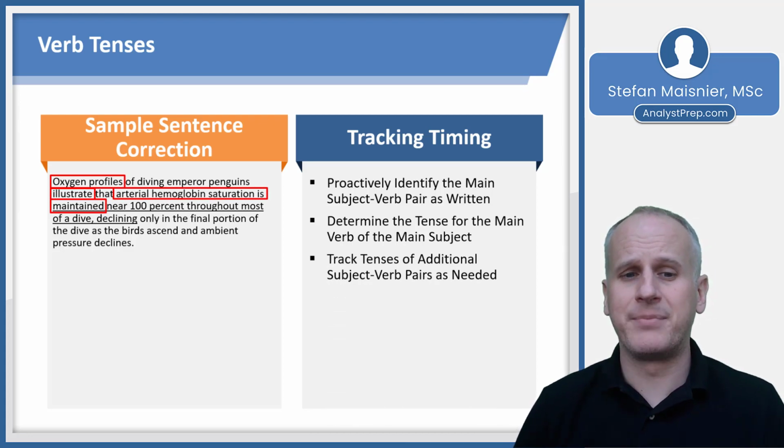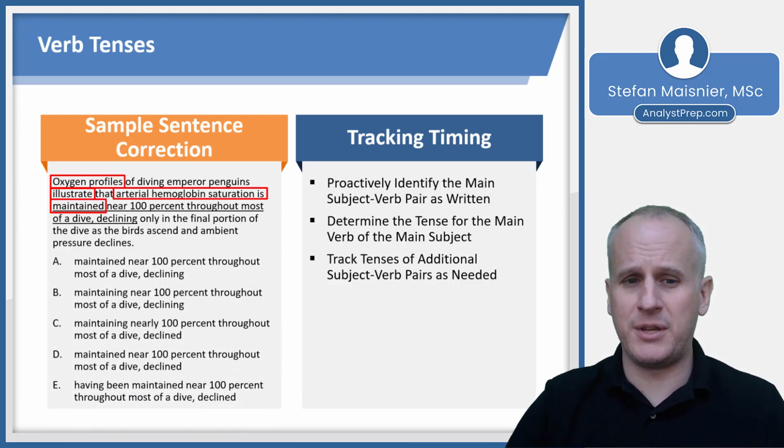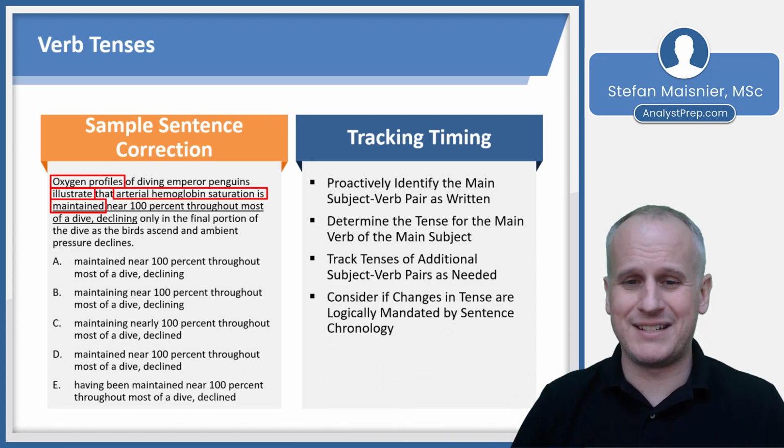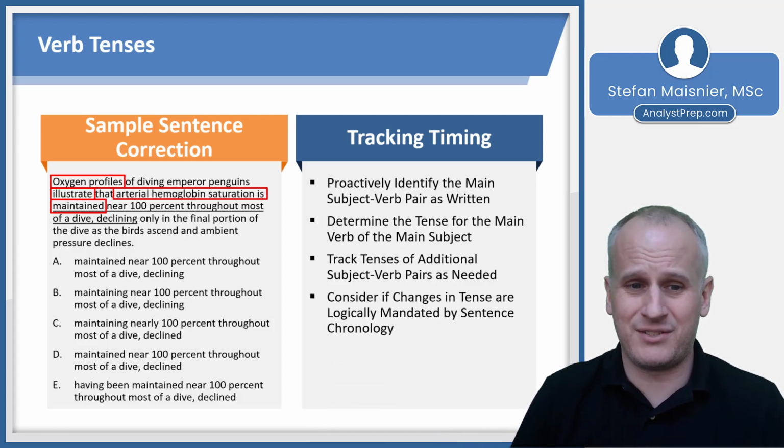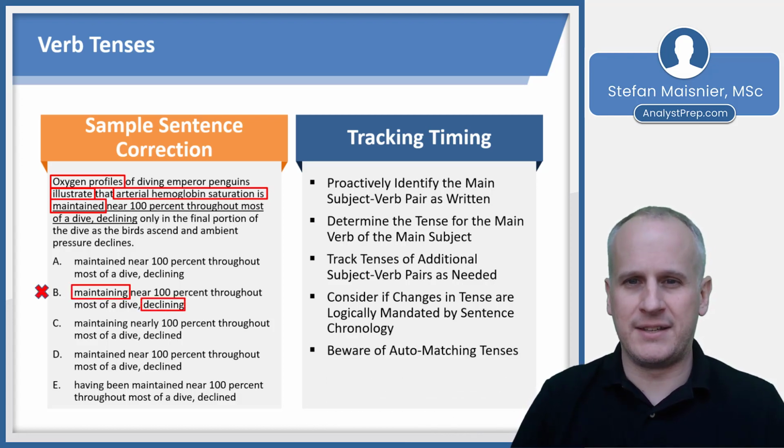Then we need to track tenses of any additional subject verb pairs, and we find another immediately following that. Arterial hemoglobin saturation is maintained. Same simple present tense is for the arterial hemoglobin saturation, and maintained is not functioning as a verb here. It is the thing that is being done. So the maintained is the part we really got to focus on and be careful with as we introduce our answer choices. So we talked about this at the start. You do want to consider if changes in tense are logically mandated by sentence chronology. And in this case, we'd say not really. We saw a bunch of present tenses. It's fine.